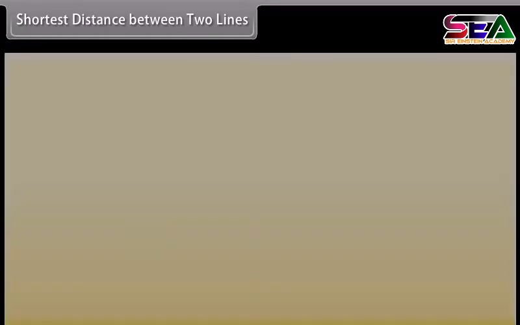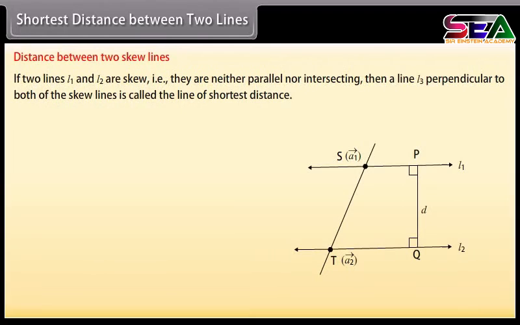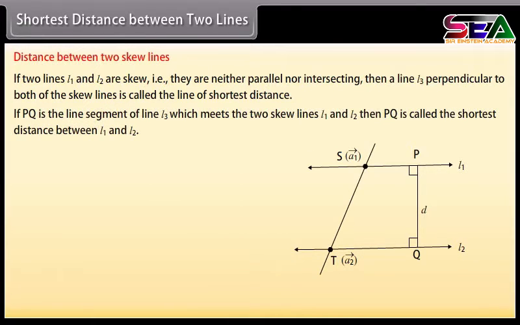Shortest distance between two lines. Distance between two skew lines. If two lines L1 and L2 are skew, that is, they are neither parallel nor intersecting, then a line L3 perpendicular to both the skew lines is called the line of shortest distance. If PQ is the line segment of L3, which meets the two skew lines L1 and L2, then PQ is called the shortest distance between L1 and L2.